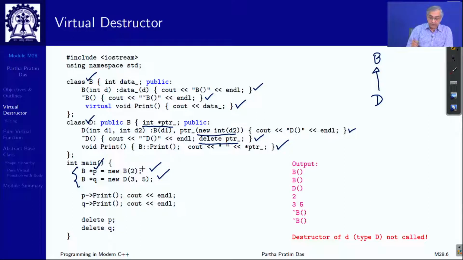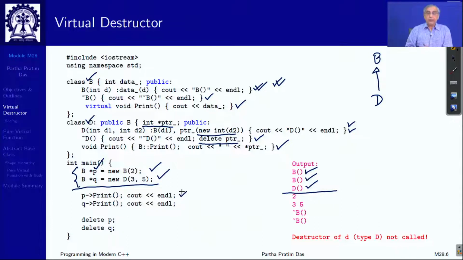As we do this construction, for new B 2, the constructor of class B will get invoked, so this output will come. For the construction of D 35, first again the constructor of class B, the base class part of the class D object will be constructed by the base class constructor. So, constructor B will be called. Then we will have the completion through the construction of D. So, this is how the two objects will get constructed up to this point.